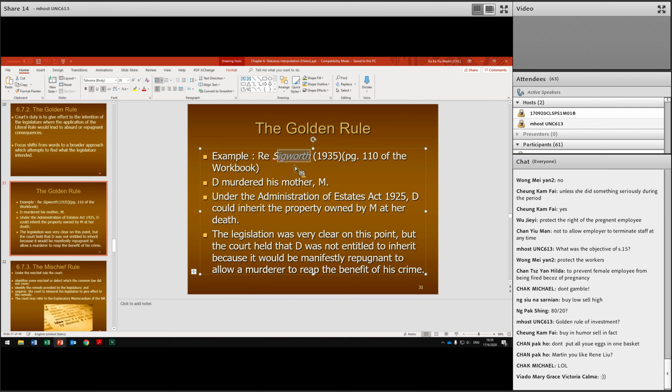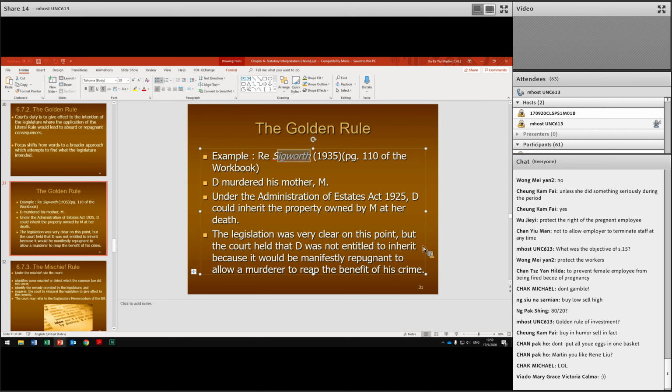So in this case, the judge said that if we follow the literal rule, the result will be extremely ridiculous. If it's not so reasonable, it's still acceptable. But if the situation is ridiculous, it is unacceptable. This is the reason why the court used the golden rule. The purpose of the golden rule is to avoid ridiculous results.